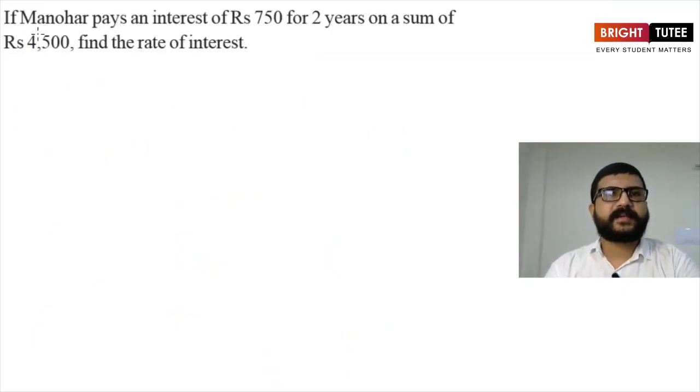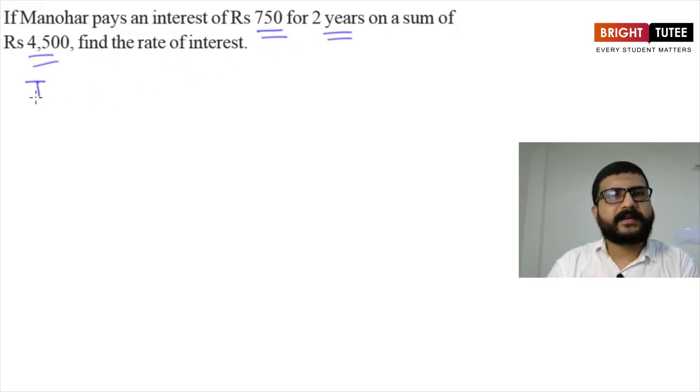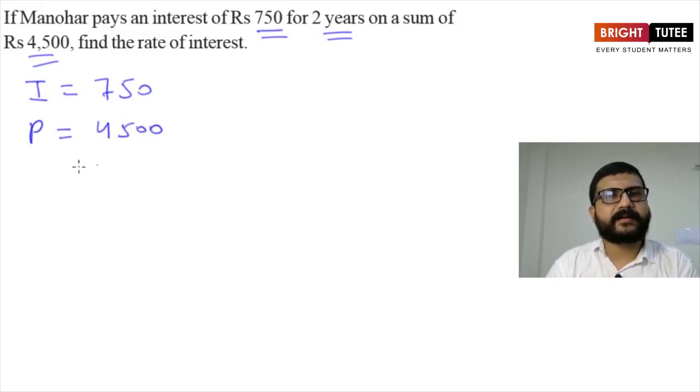Now the next question is, if Manohar pays an interest of rupees 750 for 2 years on a sum of rupees 4,500, find the rate of interest. So what are the things which are given to us? Interest is given to us. Interest is equal to rupees 750, principal is also given, it is 4,500, and time period is also given, it is 2 years. What do we have to find? We have to find rate of interest.